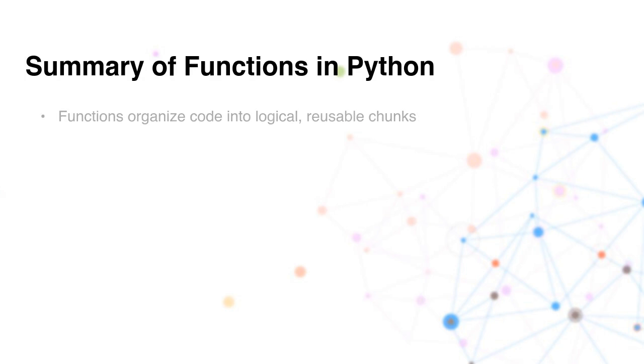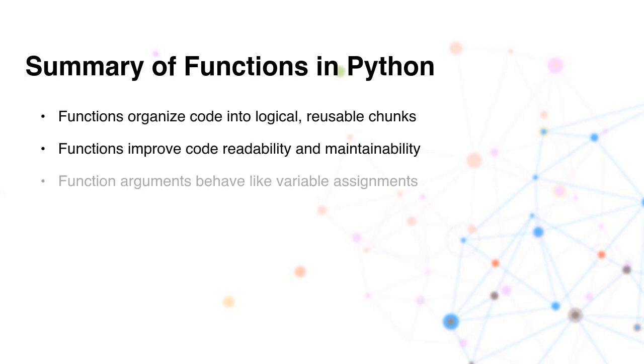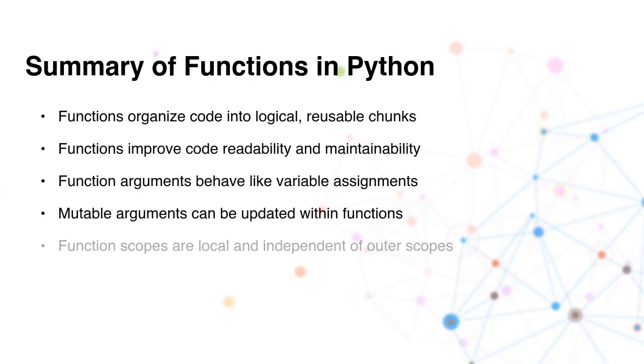Functions in Python organize code into logical, reusable chunks, improving readability and maintainability. They handle arguments like variable assignments, can update mutable arguments within their scope, and maintain local scopes independent of outer environments.